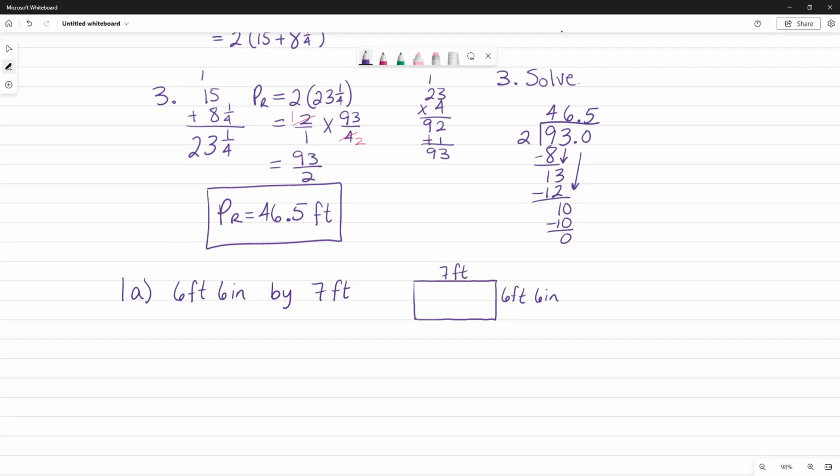So for number 1, they've asked you to convert to the greater unit before you find the perimeter. Well, the greater unit is feet. Those are obviously larger than, longer than inches are. So our first step is we need to convert the 6 feet 6 inches into just feet.